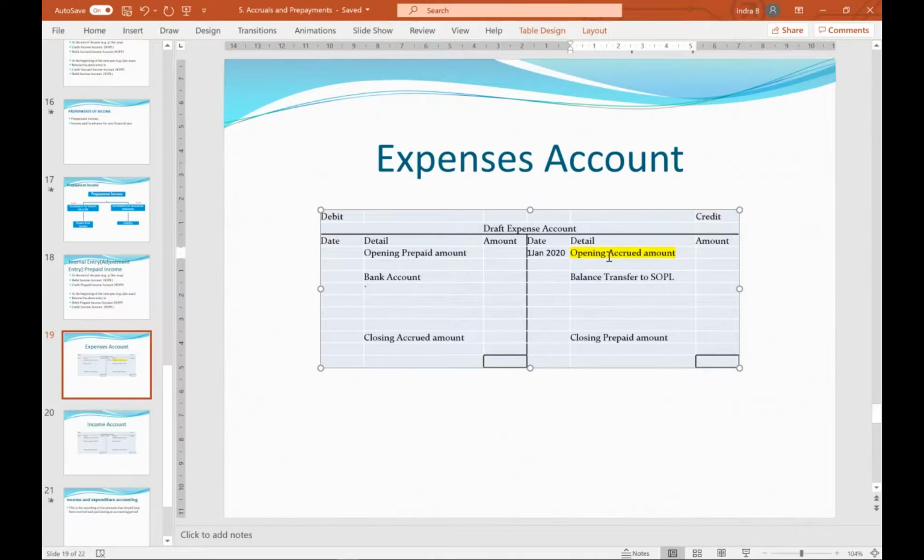But if in the expense account it shows opening balance on the debit side, then we understand that this is the opening prepaid amount. This draft I generally give to our students to put the figures in the right place. In the question, you'll be able to find out whether it is an accrued amount or a prepaid amount, and whether it is on 1st of January or on 31st December.